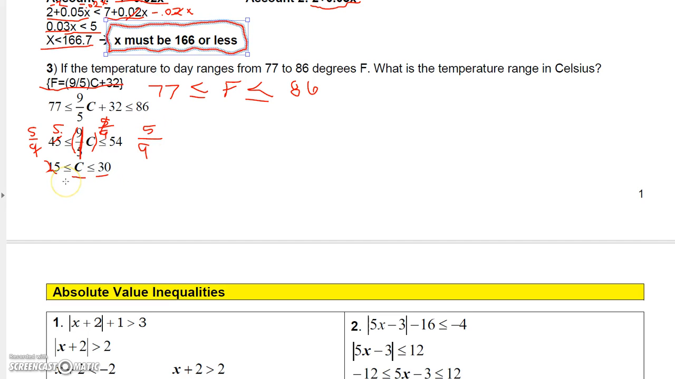So if the Fahrenheit temperature ranges from 77 to 86 degrees, then the Celsius temperature ranges from 25 degrees to 30 degrees. I've got some absolute value inequalities I want to do in the next video for you to wrap up this little intermediate section titled 1.85.